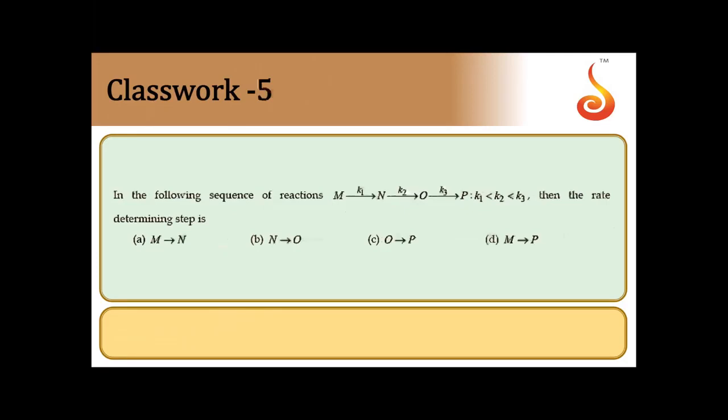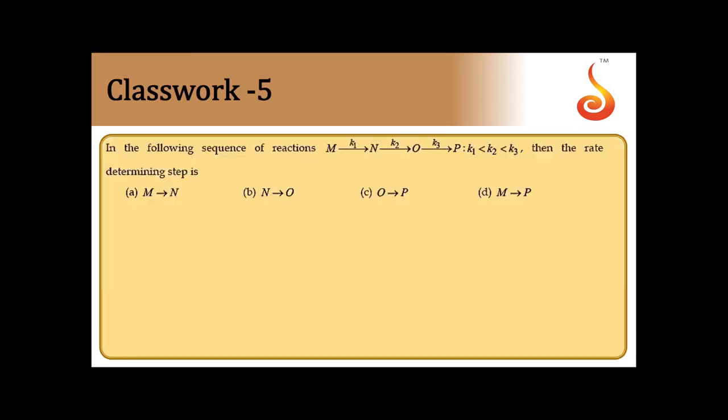In the following sequence of reactions, M giving rise to N, N to O, O to P, K1 is less than K2 is less than K3. Then what is the rate determining step? The slowest step will be the RDS, and that stands for the lowest value of K. So the least value of K will be the RDS, that is, the rate determining step. Among them K1 is the least value. Therefore M to N itself is the RDS we have. Answer is A. So A is the answer.